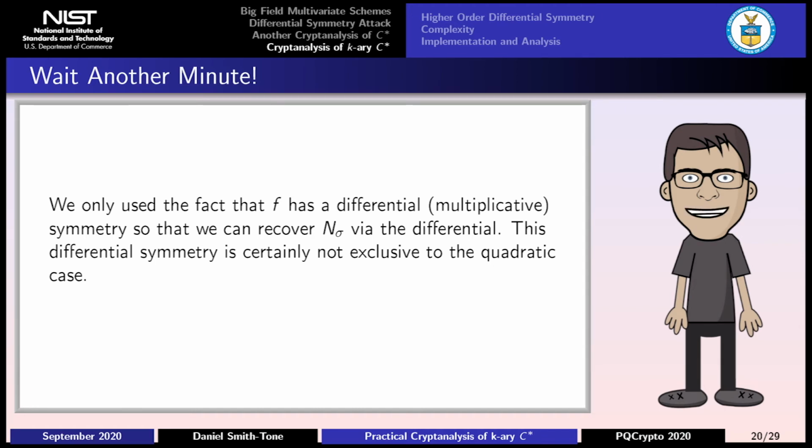But wait another minute. We didn't use the fact that f was quadratic anywhere. We only used the fact that f had a differential symmetry allowing us to recover a multiplication map. It is definitely not the case that differential symmetry requires the map to be quadratic.